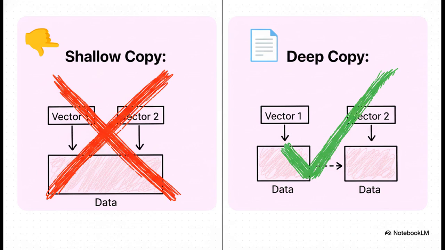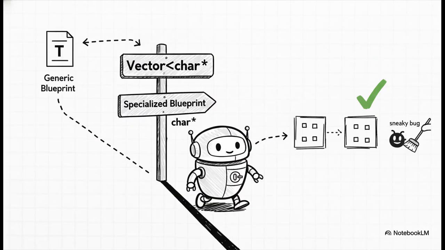Our original template just copied the pointers. That's the shallow copy. But our specialized version on the right, it's smarter. It performs a deep copy. It actually allocates brand new memory for the strings in the second vector and then copies the content over. Now each vector has its own independent, safe copy of the data. So now when we run our original code, the compiler is smart enough to automatically select our specialized vector<char*> class. The copy operation is now completely safe, that nasty memory bug is gone, and the whole thing just works exactly like you'd expect.